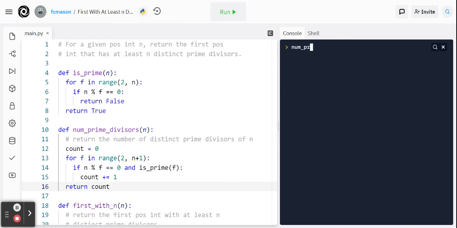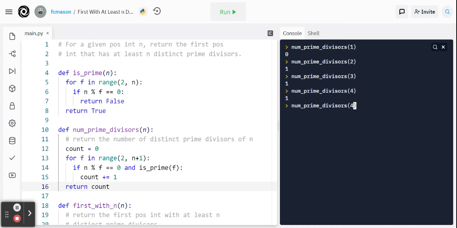So let's see, num prime divisors of, and we'll start with 2. Actually, let's just see what it does with 1. Let's see if it handles that edge case appropriately. It does. So how about 2? The answer here should be 1 because 2's only prime divisor is itself. Yep, that's correct. So how about 3? Right. So how about 4? That should also be 1 because its only prime divisor is 2. 5, its only prime divisor is itself. Now 6, oh, it has 2 prime divisors, which are 2 and 3. That's exactly right. Really interesting. I think that this function is correct.